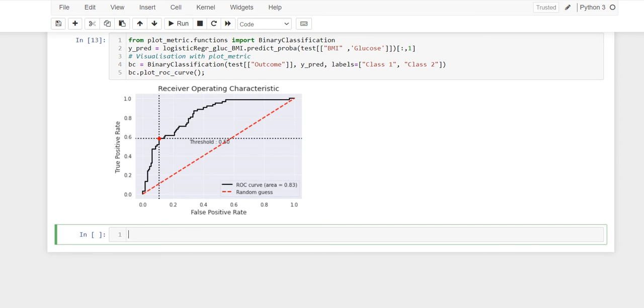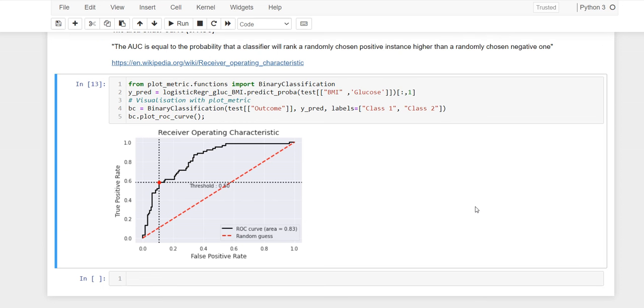This is it. This is what a ROC curve looks like. Class 0 error rate on the horizontal axis, sensitivity on the vertical axis. And right at the bottom, you see area equals 0.83. That's your area under curve, AUC, and it is one way to summarize the performance of a model with a single number for comparison purposes.